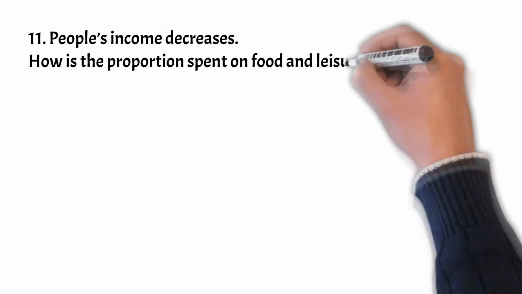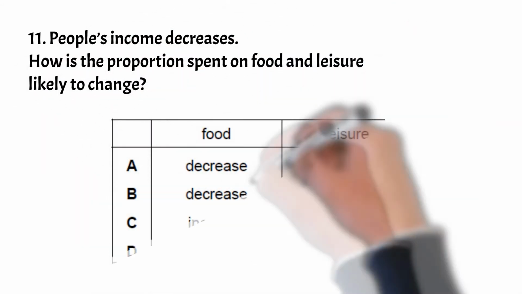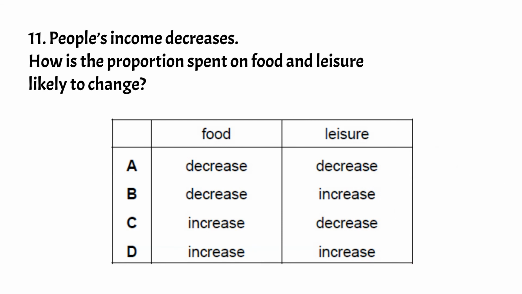Question 11. People's income decreases. How is the proportion spent on food and leisure likely to change? A. To decrease food and decrease leisure. B. To decrease food and increase leisure. C. To increase food and decrease leisure. D. To increase food and increase leisure.